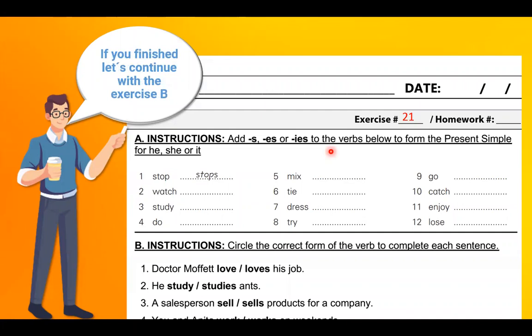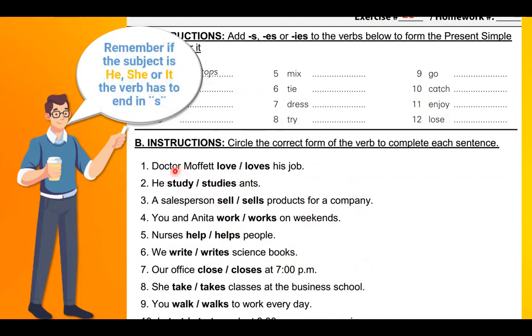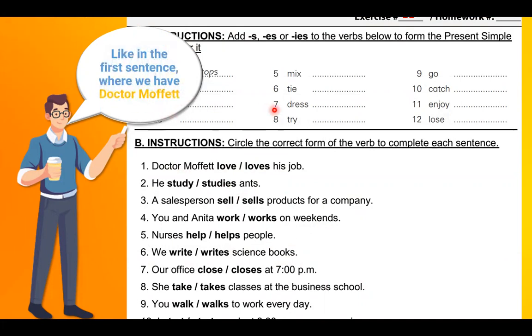If you finish, let's continue with exercise B. Here we have some sentences. You have to circle the correct form of the verb to complete them correctly. Remember, if the subject is he, she, or it, the verb has to end in s.